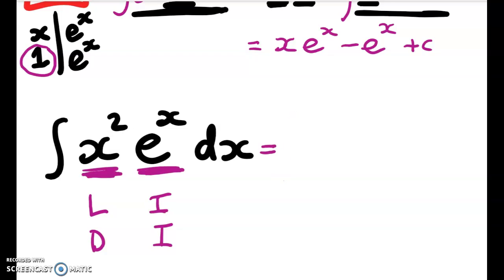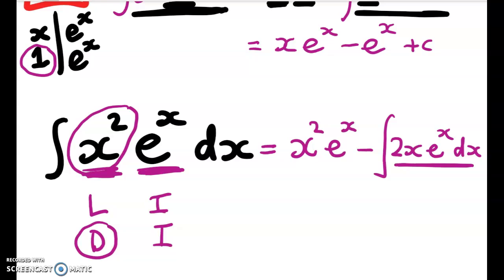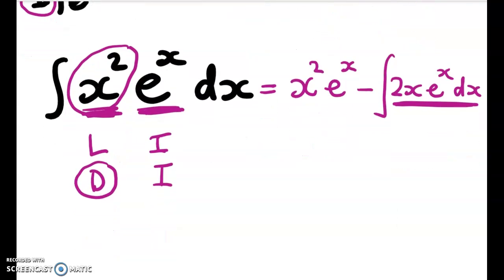So here, what we want to do is to leave the x squared as it is and integrate the e to the x, then take away the integral of 2x, right, so that's differentiating the x squared, times e to the x dx. So now we can take a look at this one, and we see that this is still not great. So we have to do integration by parts a second time.